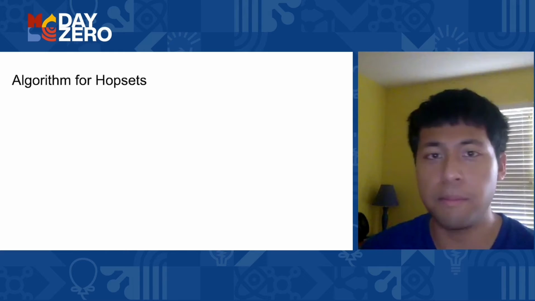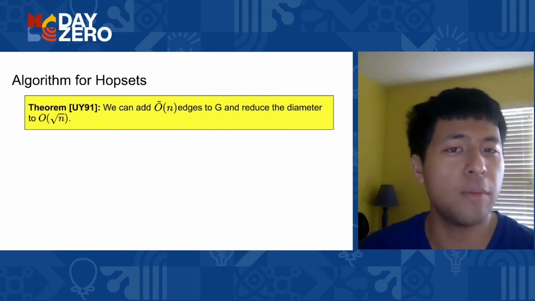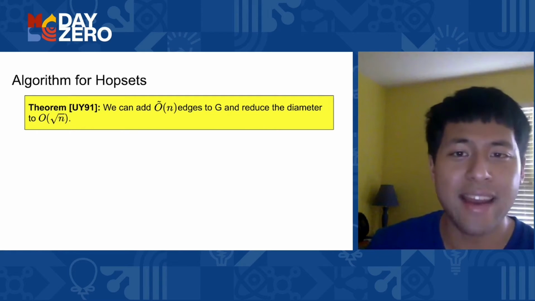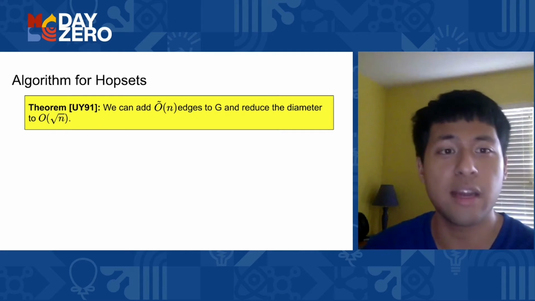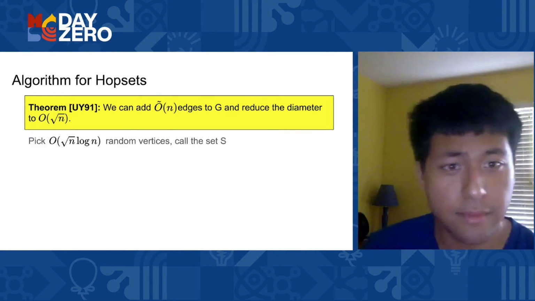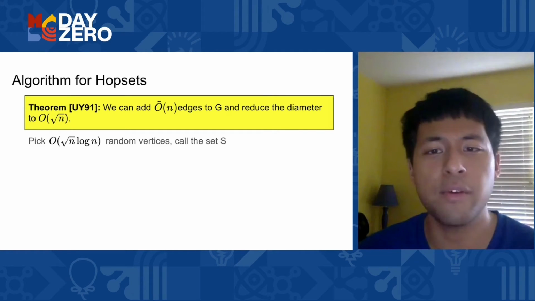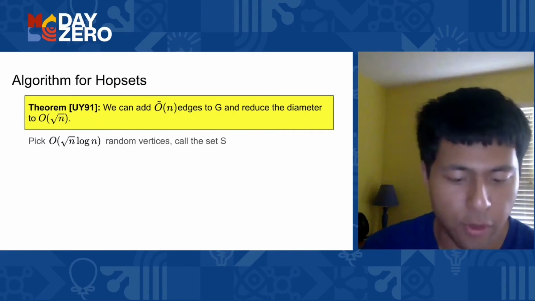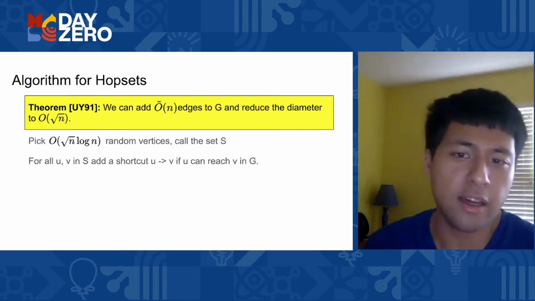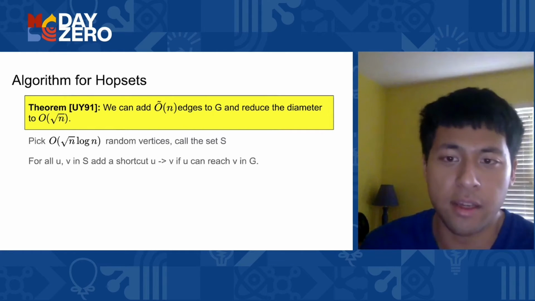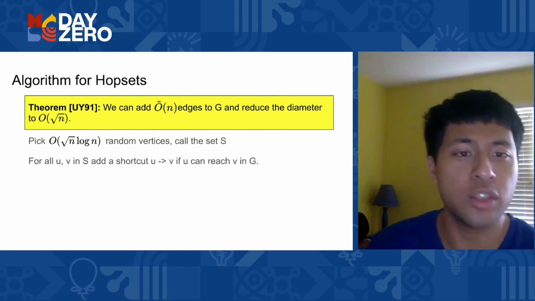So let me present a pretty simple algorithm for Hopsets. The result I'm presenting is due to Ullman and Yannakakis, where they prove that you can add n edges to a graph G and reduce the diameter to root n. So that means Hopsets that reduce the diameter to root n exist. The process is very simple. They're going to randomly pick root n log n random vertices from the set of vertices in G and call it S. Now for any two vertices in S, if you can reach v from u, I'm just going to add a shortcut edge from u to v. So there's at most the number of elements squared number of edges, which is n.